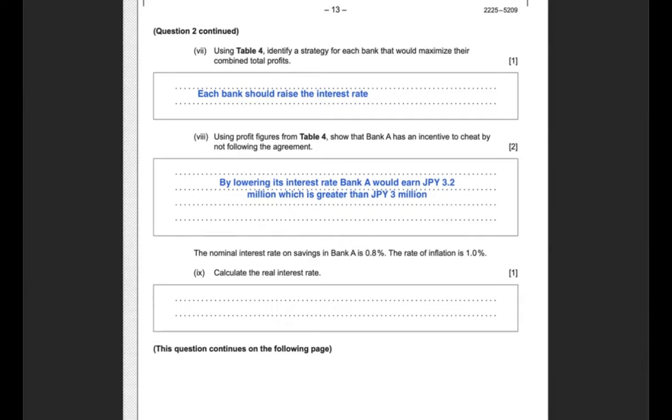Next question. The nominal interest rate on savings in Bank A is 0.8. The rate of inflation is 1. Calculate the real interest rate. Pretty simple question, because if you subtract the inflation rate from nominal interest rate, then you can get real interest rate. So you get the answer.